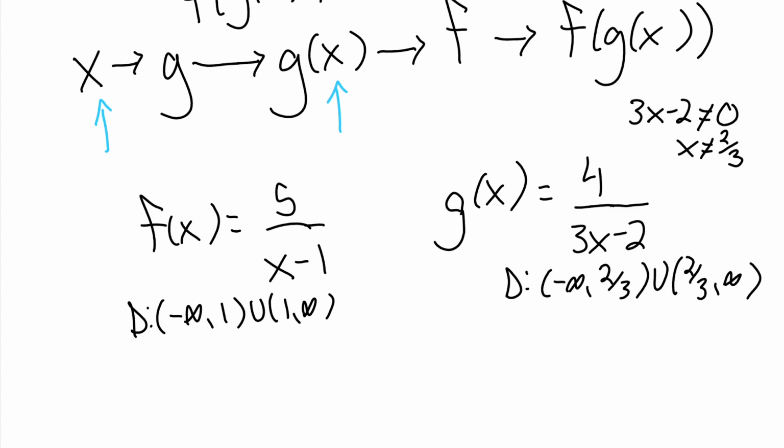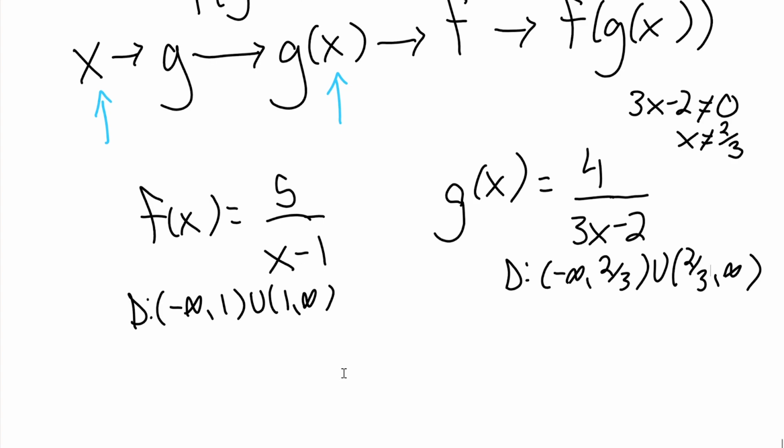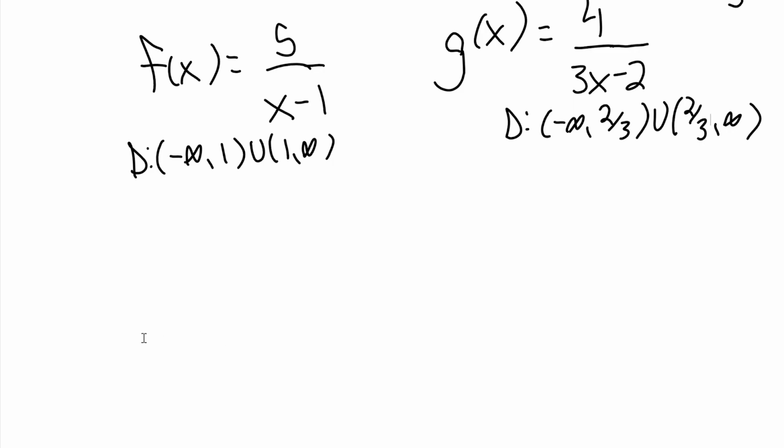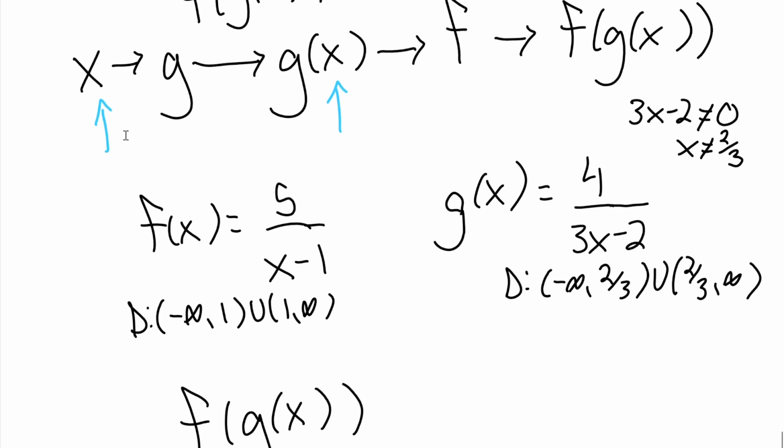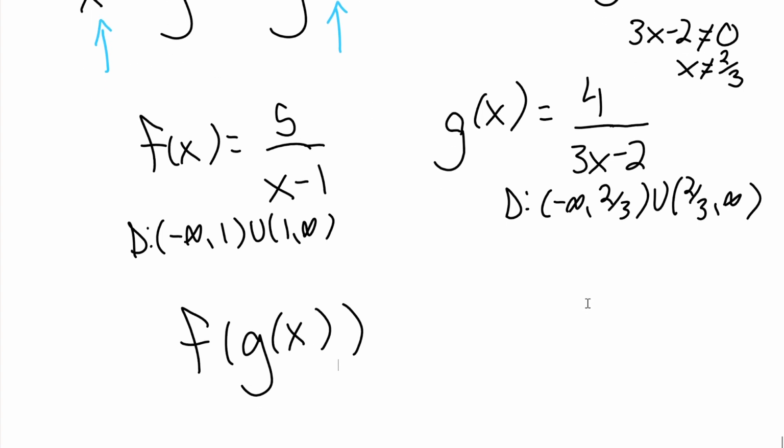So if we're looking at f of g of x, then part of this does come into play, right? Because first, if we look at that picture again, we're looking at the x values that can go into g. So that is going to be these ones right here, right? So in other words, 2/3 is going to be excluded from our final domain.